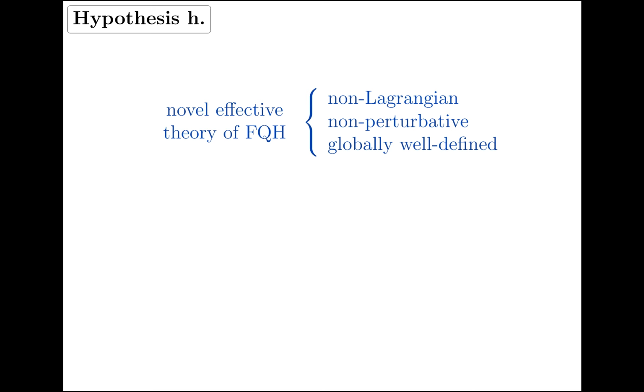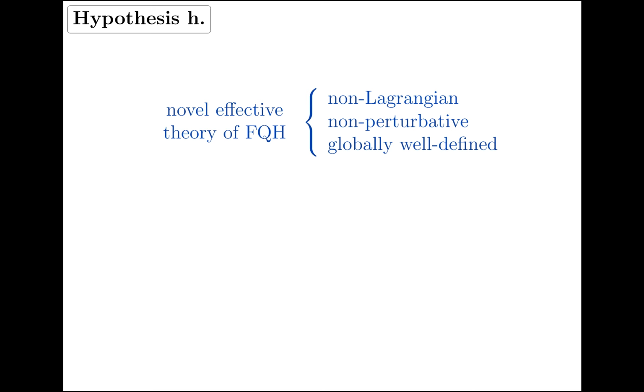So this is a novel effective theory of fractional quantum Hall systems. It's non-Lagrangian, it's non-perturbative, it's globally well defined. All in contrast to usual approaches. Where about the first 2 points you might say, well, okay, so what's the gain in itself? But the third point is an important one. This is actually globally well defined, and then the first 2 points come with that.